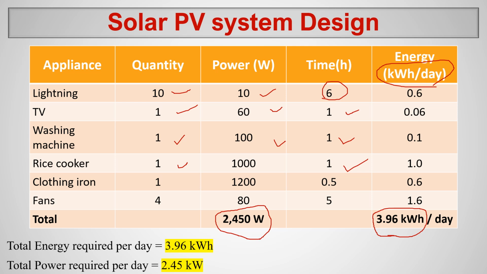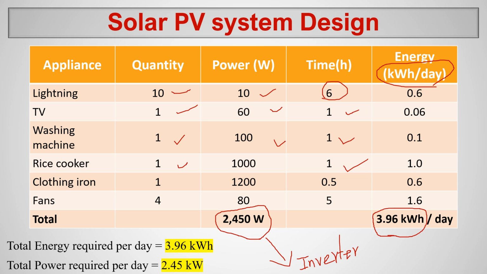If you turn on all the appliances, this is very important for the inverter design. The inverter has to be designed to manage the maximum power. So what is the idea here? When the maximum power is consumed by the house, the inverter must be able to supply that maximum power. What is the maximum power here? It is 2.45 kilowatt. If you turn on all the appliances at a time, you need 2.45 kilowatt.